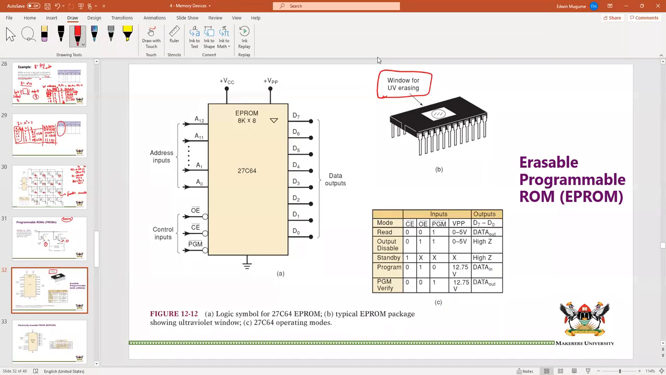I'm actually more interested, and now you can see this one has two input voltages. This is for normal operation, VCC, meaning this is TTL, and VPP is for programming. So when you are going to program, you use VPP. Usually VPP is a higher voltage, like 12 and a half, sometimes even 21 volts. Whereas for VCC, we know it is 5 volts. That's for normal operation.